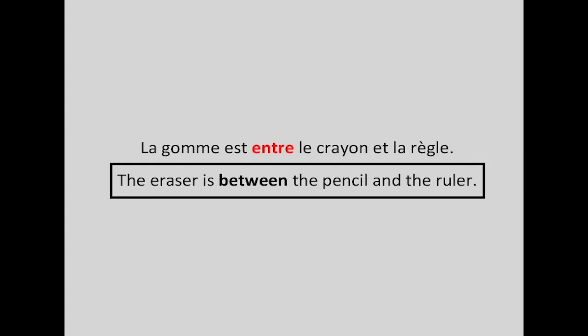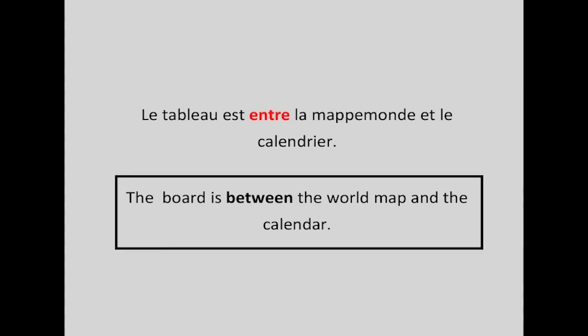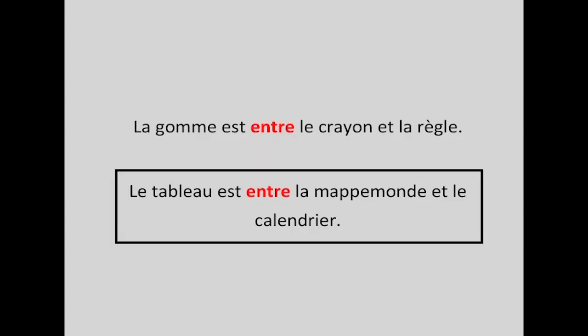Let's consider another sentence. Le tableau est entre la mappemonde et le calendrier. The English equivalent of this sentence is the board is in between the world map and the calendar. I'll again read the two French sentences. La gomme est entre le crayon et la règle. Le tableau est entre la mappemonde et le calendrier.